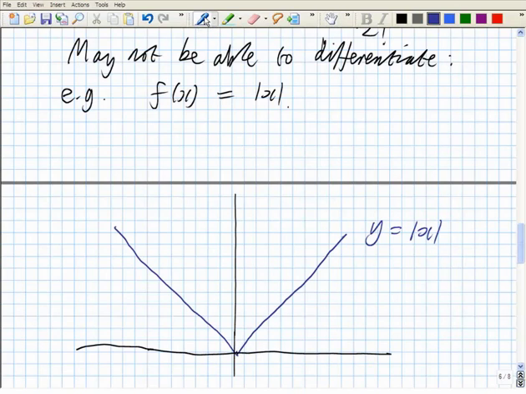So there's y equals mod x, except that I've missed the origin. It's just put a blob there. There you go. Y equals mod x has got this spike at the origin, and you can't differentiate that function there, even though it is continuous.